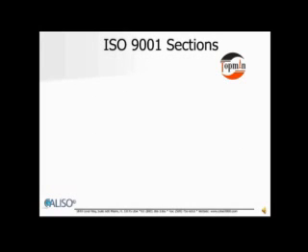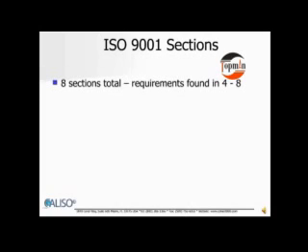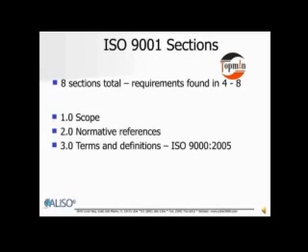Now let's talk about what's covered in the ISO 9001-2008 standard. To start off, there are 8 sections in the standard. Sections 1, 2, and 3 contain no requirements. The requirements are found in sections 4 through 8. So section 1 is for the scope of the standard, section 2 is for the reference documents, and section 3 is for terms and definitions. And in actuality, it just references another standard, the ISO 9000-2005 standard, which has a complete listing of terms and definitions.